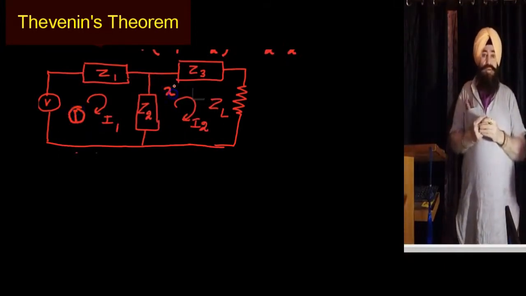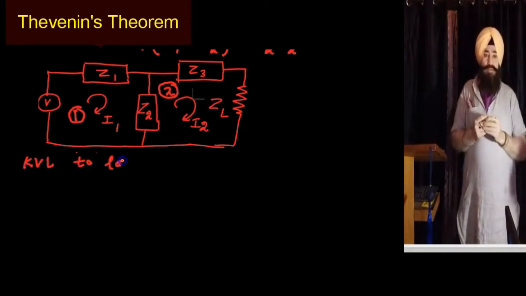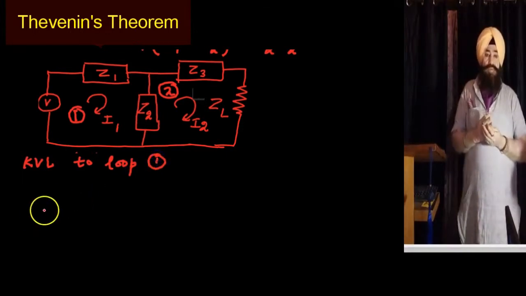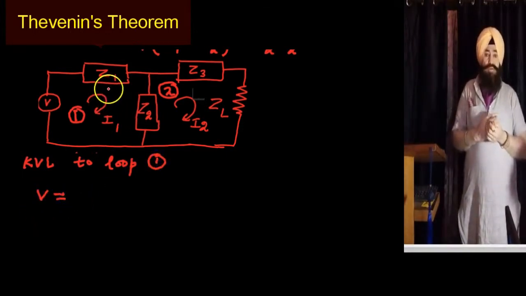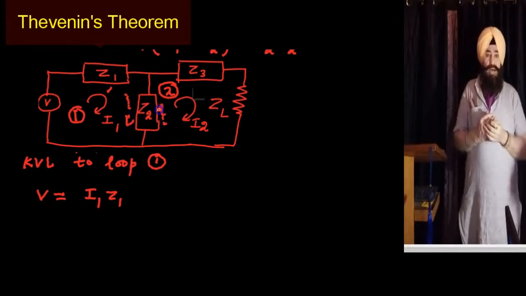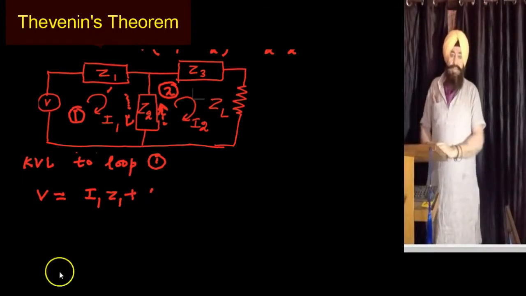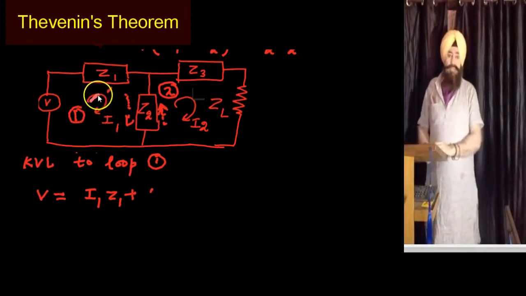First of all, I'm going to write the Kirchhoff voltage law in loop number 1. That's very simple. You know very well that voltage is equal to current into impedance: I1 Z1 and I2 Z2. Now note down one thing: while traversing this path, we are traversing like this. So I1 is flowing according to the direction we are traversing.